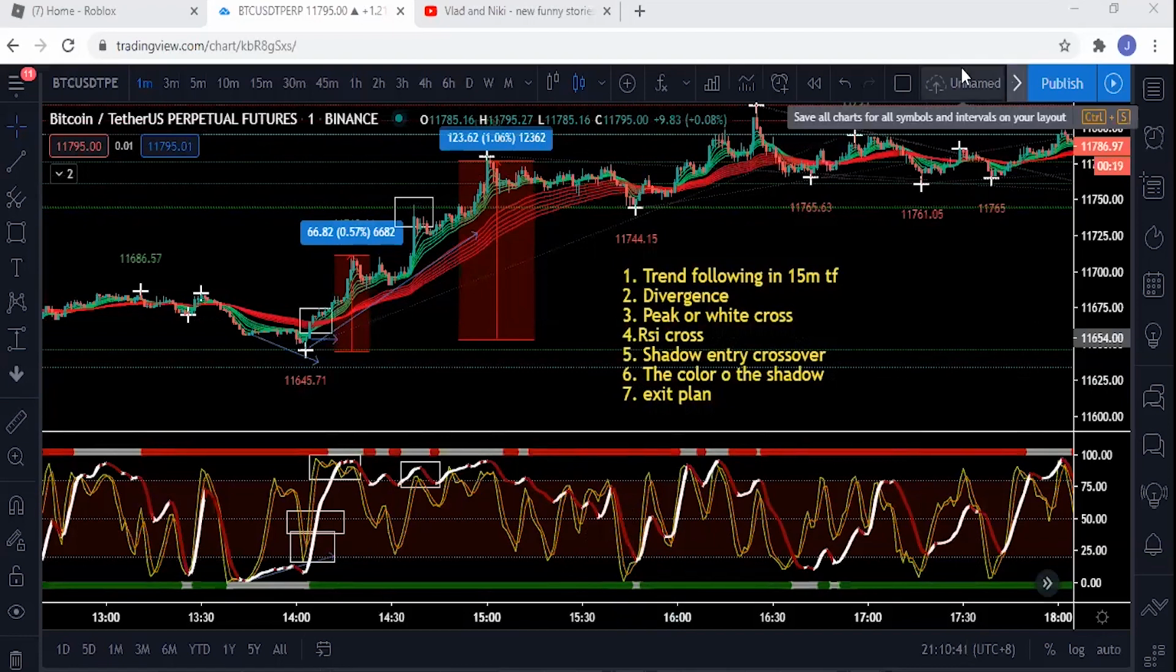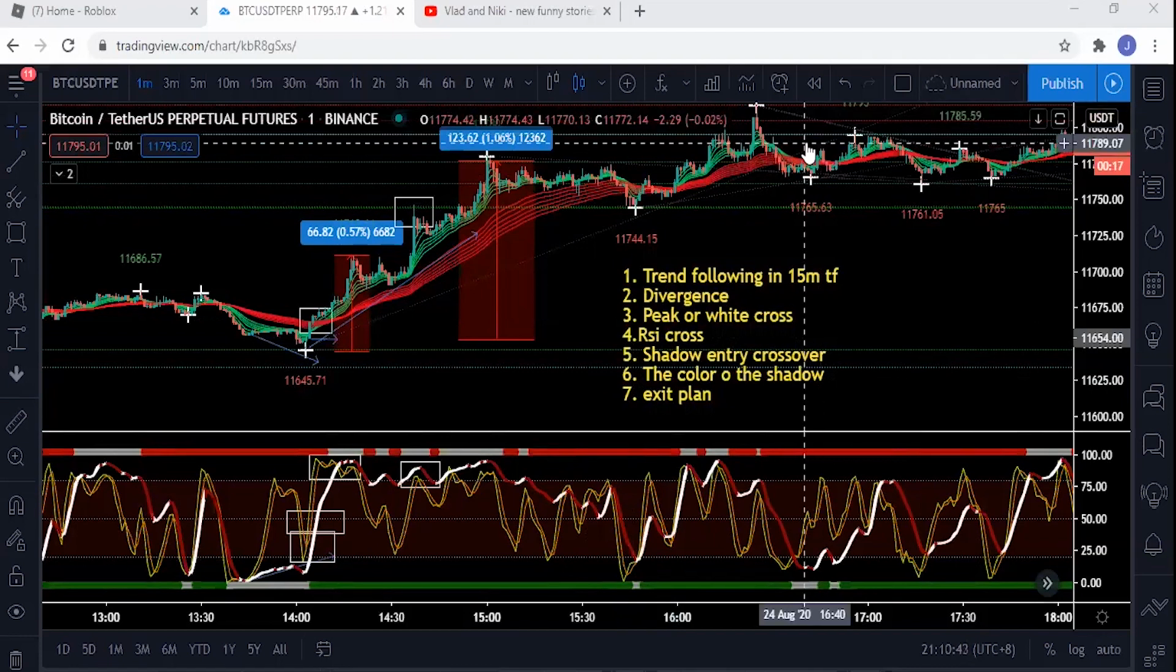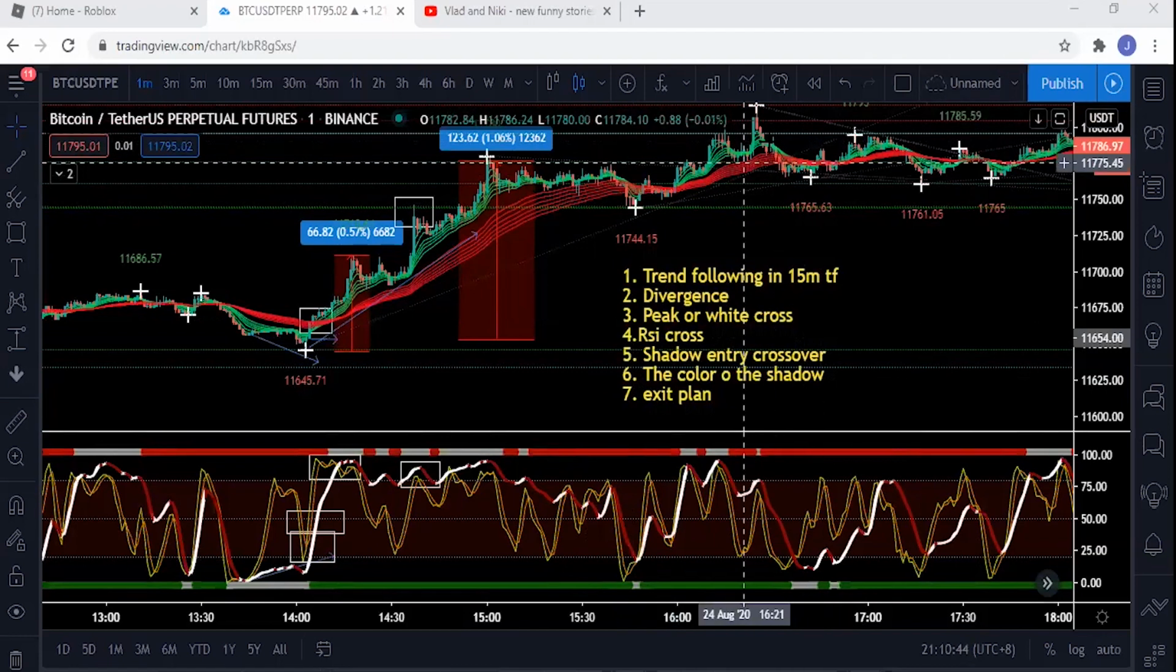Okay, what about for bearish? How will you know if the trend in 15 minutes is already changing? By the position of our shadow.